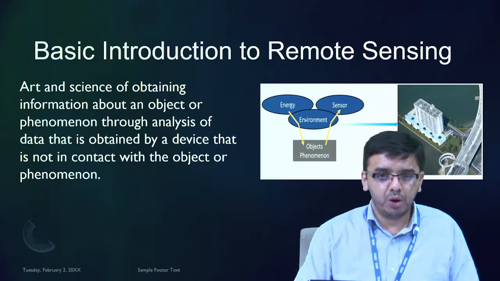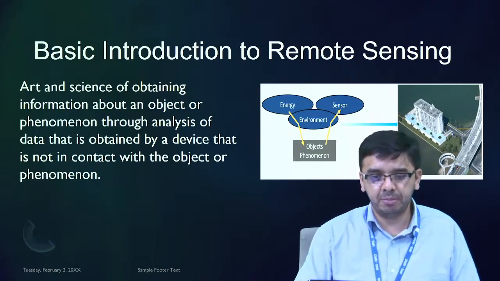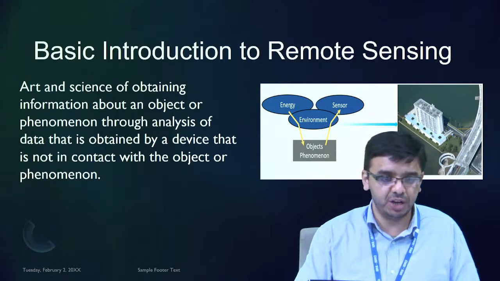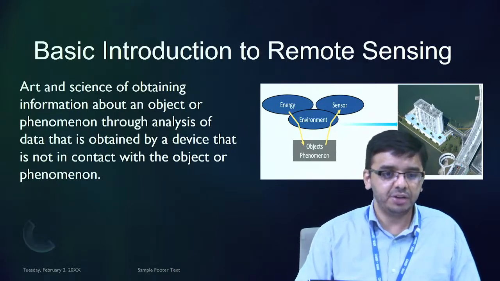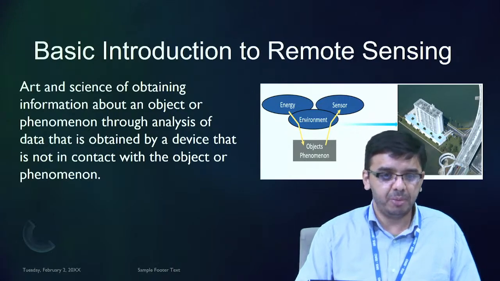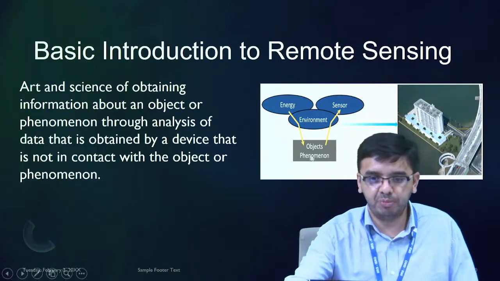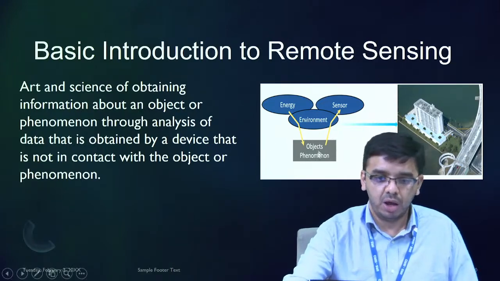Now to talk about remote sensing. So what is remote sensing? In the previous lectures you might have studied it, but just for the sake of completion I will cover it. It is the art and science of obtaining information about an object or phenomenon through analysis of data obtained by a device that is not in contact with the object or phenomenon. Deriving or extracting information about an object without being in contact with that object is called remote sensing.